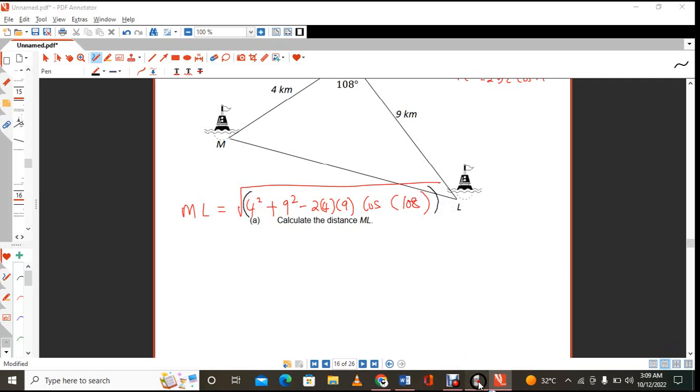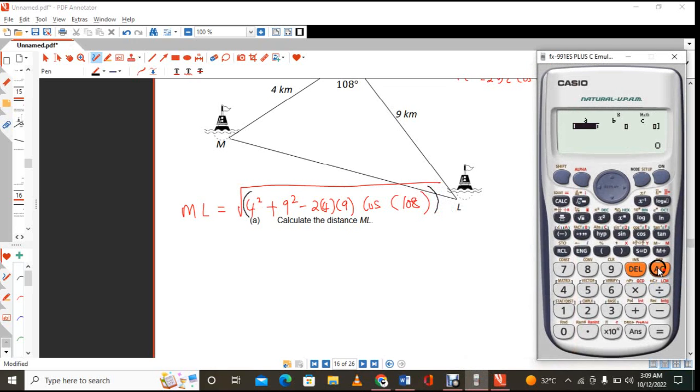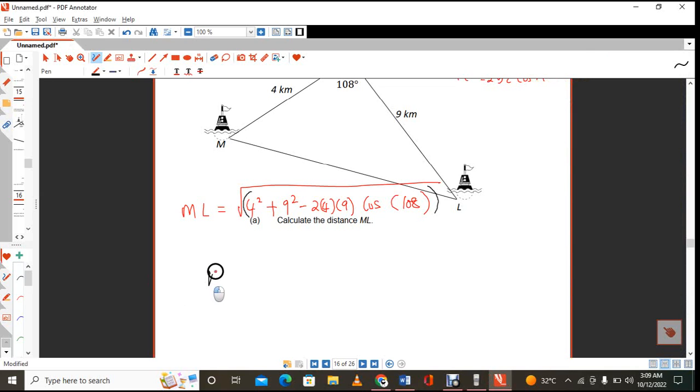So you grab your calculator. I'm going to put everything under the square root. You don't have to necessarily do that. You can work it step by step, and then take the square root at the end. It's totally up to you. So I've got 4 squared plus 9 squared minus 2 times 4 times 9 times the cosine of 108 degrees. Everything gives me 10.92, so ML is about 10.92012.